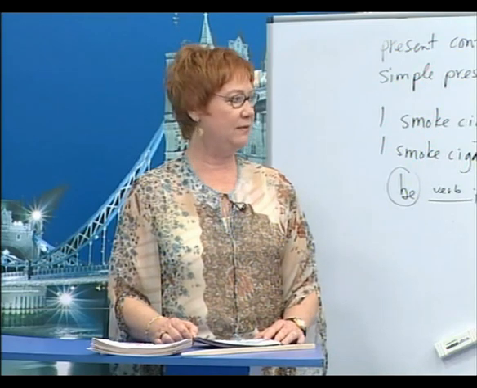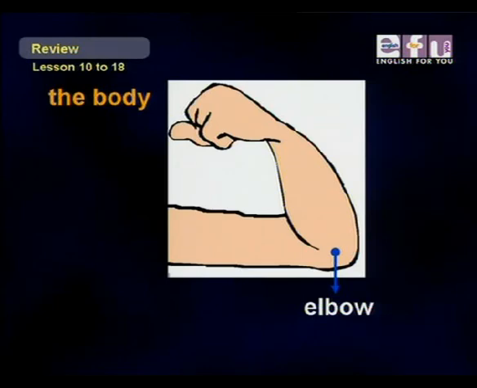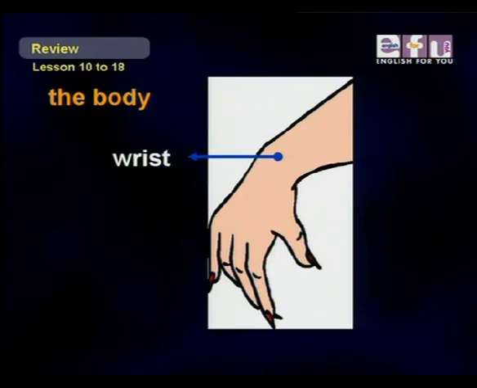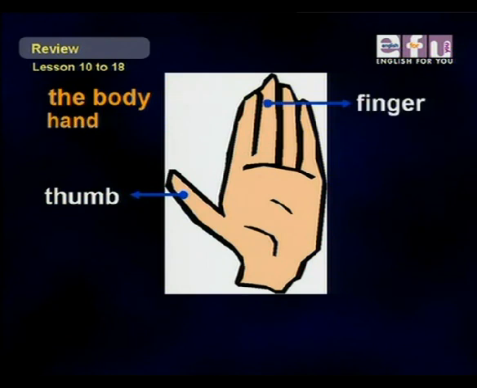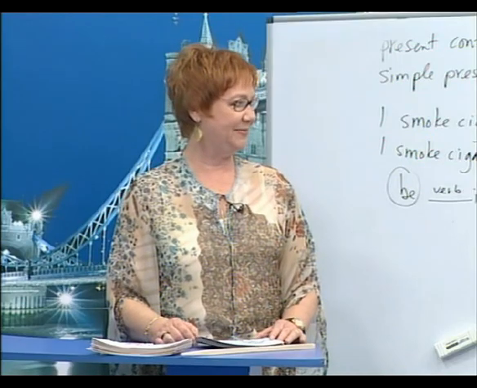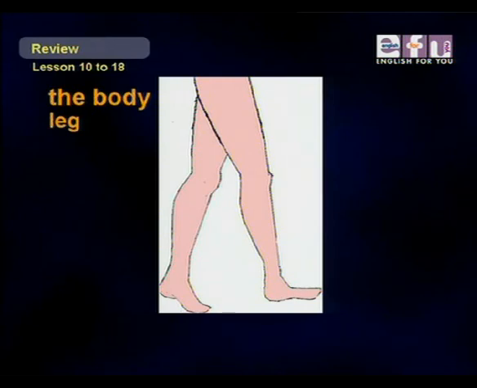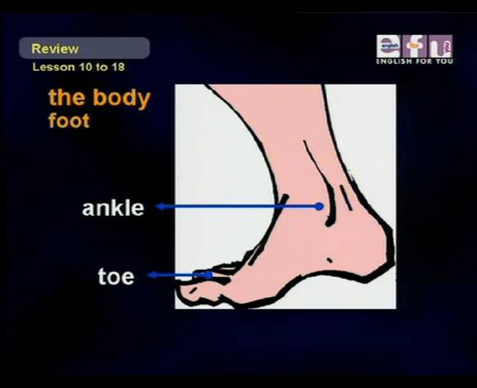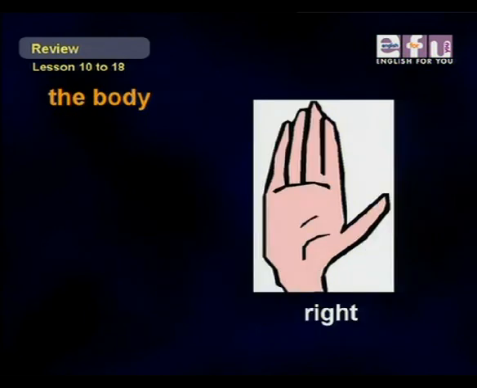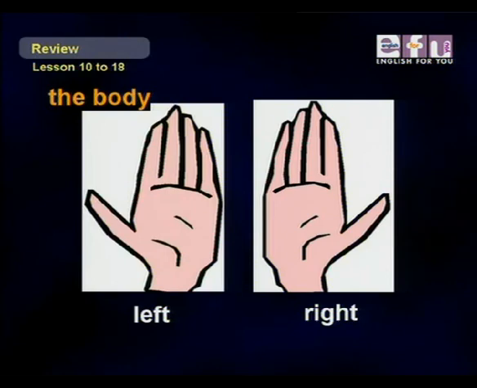Here's part of the body, the elbow. Another part is the wrist. And here's the hand, the thumb, and a finger. More body. This is the leg, the thigh, the knee. Here's the foot, the ankle, and the toe. Here's the right hand and the left hand.